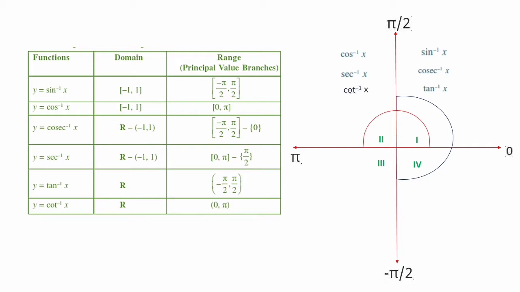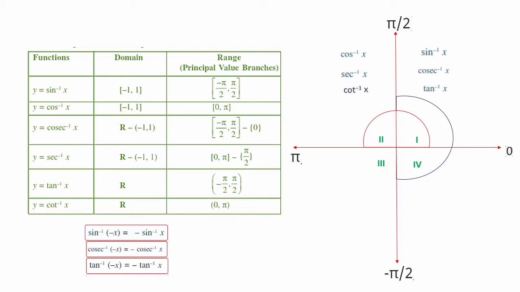There are some other formulas also we have discussed in the last class. That is, sin inverse of minus x is minus sin inverse x. Cosec inverse of minus x is minus cosec inverse x. Tan inverse of minus x is minus tan inverse x. For the other three, cos inverse, sec inverse and cot inverse, if minus comes, cos inverse of minus x is pi minus cos inverse x.